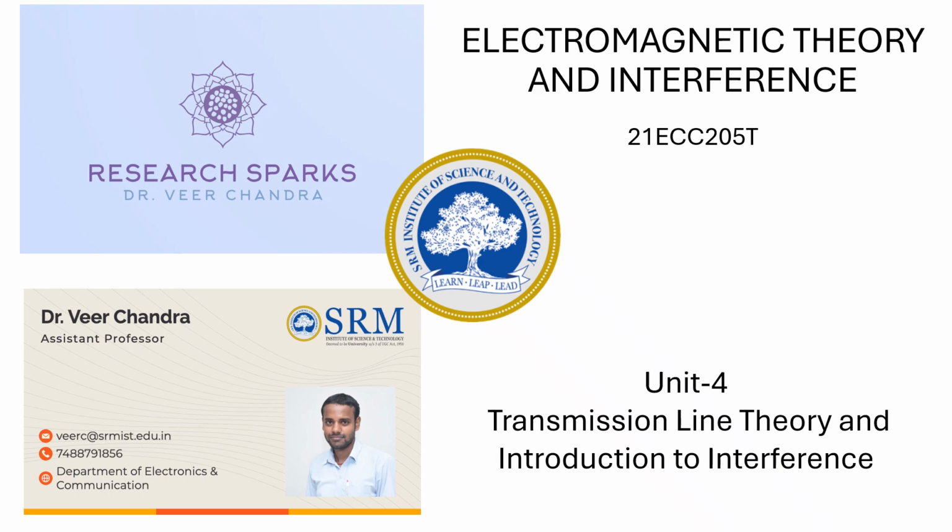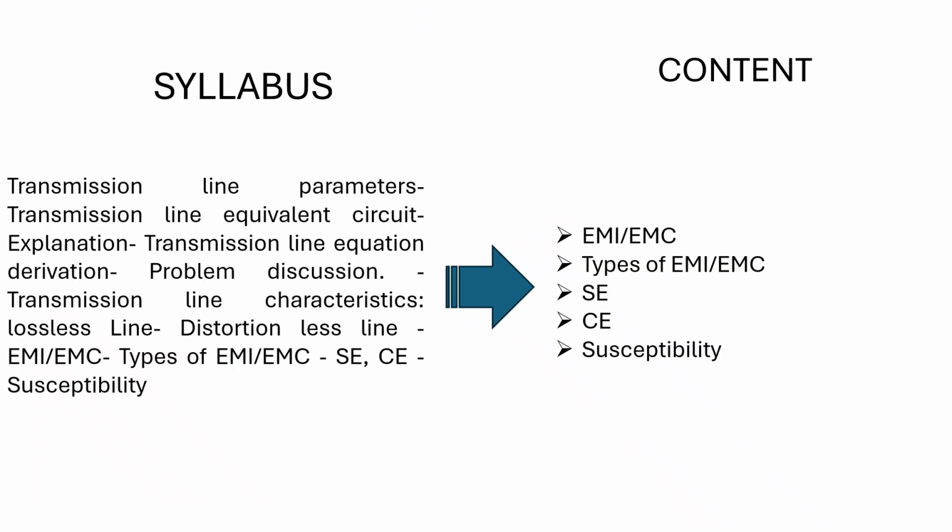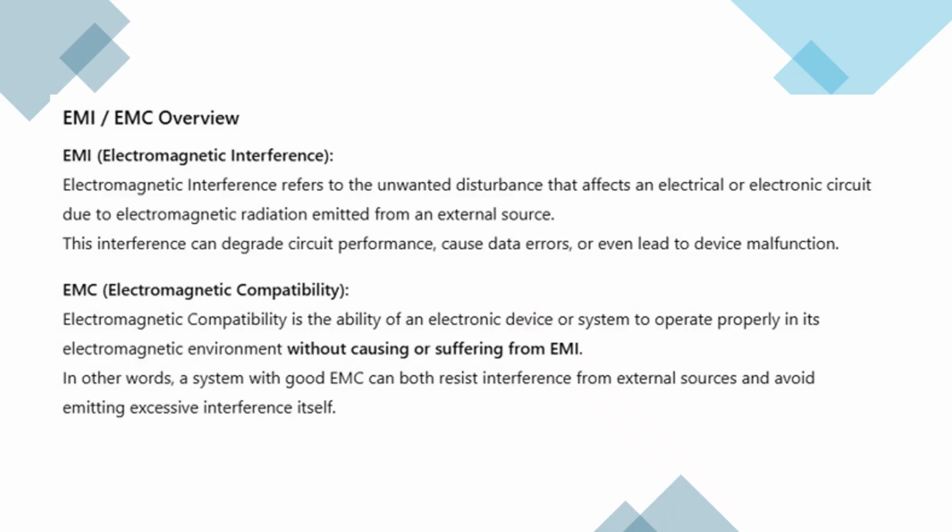This is the second part of Unit 4, that is, line theory and introduction to interference. So here's the syllabus and the content. In this session, we are going to talk about EMI, EMC, then the types of EMI, EMC, SE, CE, then susceptibility. So let's talk about EMI and EMC.